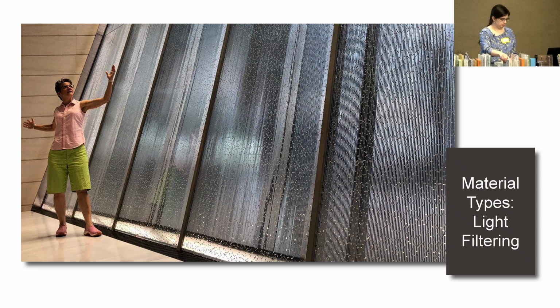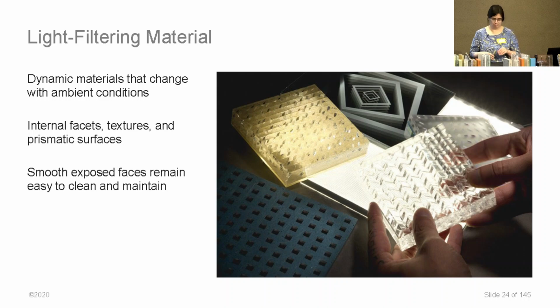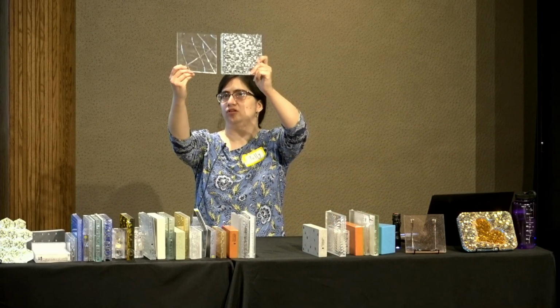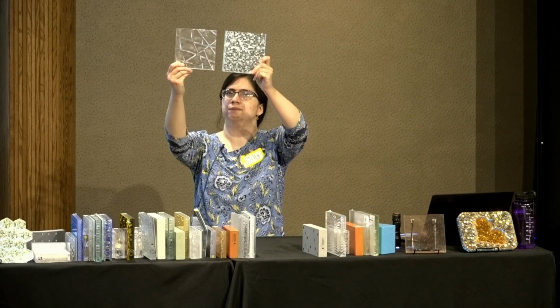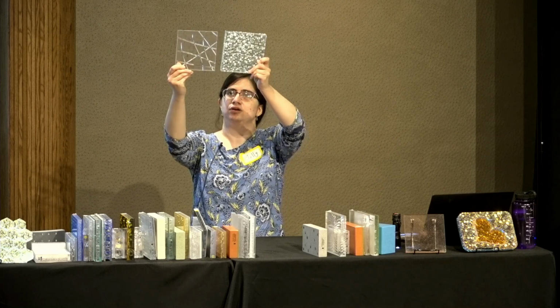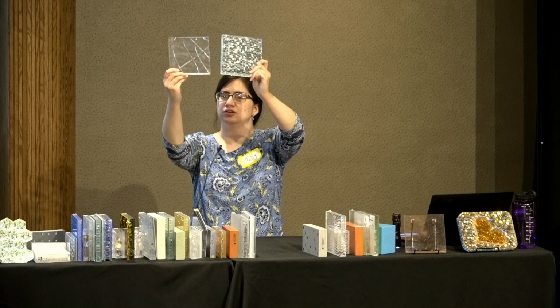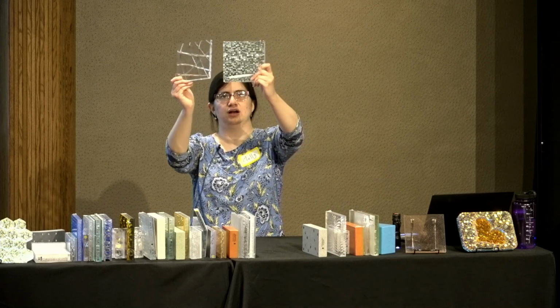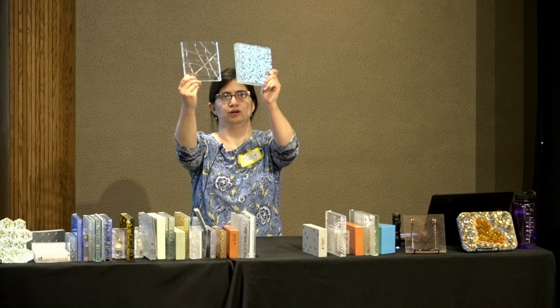Next, we have light filtering materials. These are made with internal channels, but they're built a bit different. I'll show you both of these at the same time so you can see. There's a variety of types. Some of them are very busy. Some of them are more open. These are meant to reflect and refract light in different ways to create that kind of crystalline, glittering surface inside of them.